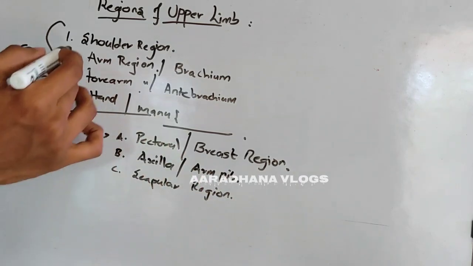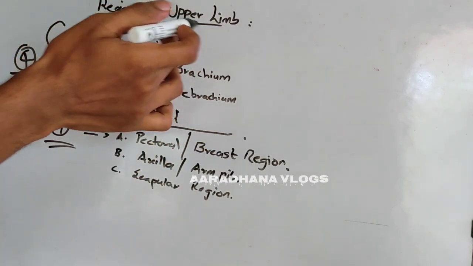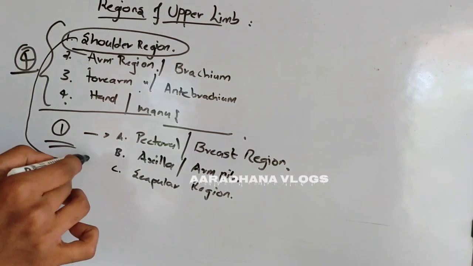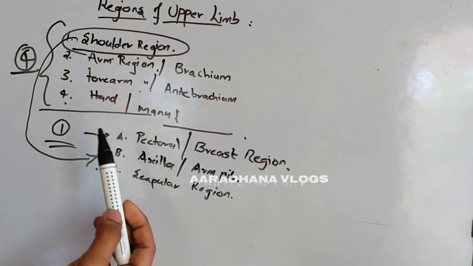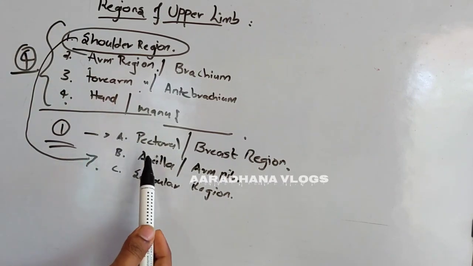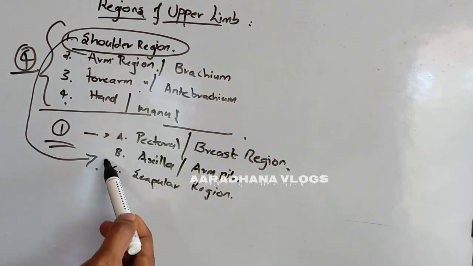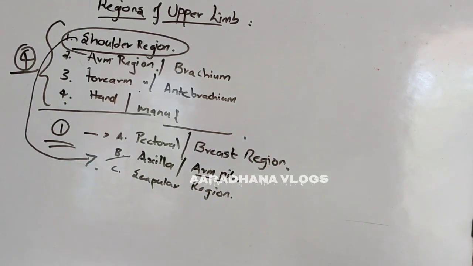So we first discussed the regions of the upper limb: shoulder, arm, forearm and hand, and first we are discussing the shoulder region. In the shoulder region, there is the pectoral or breast region in front of the chest. Second is the axilla, also called the armpit. Third is the scapular region on the back side, where the scapula bone is.